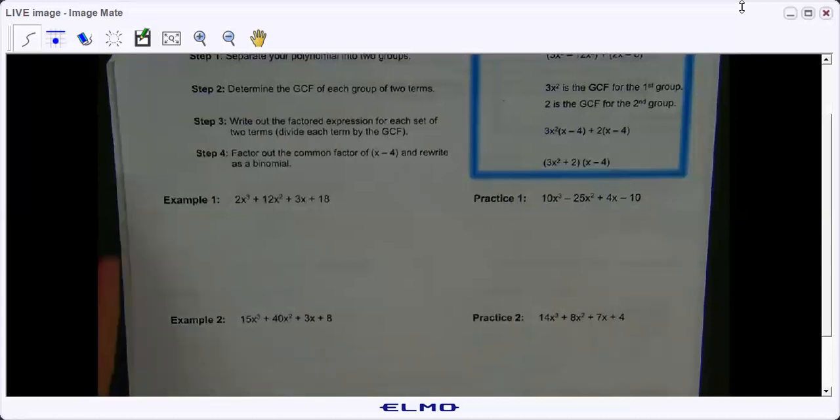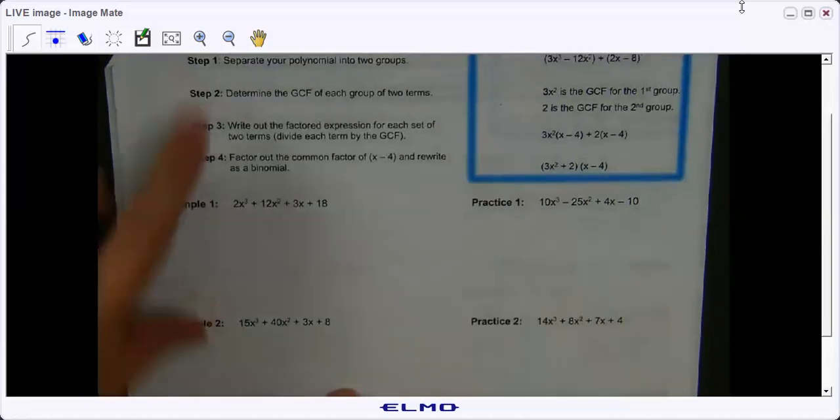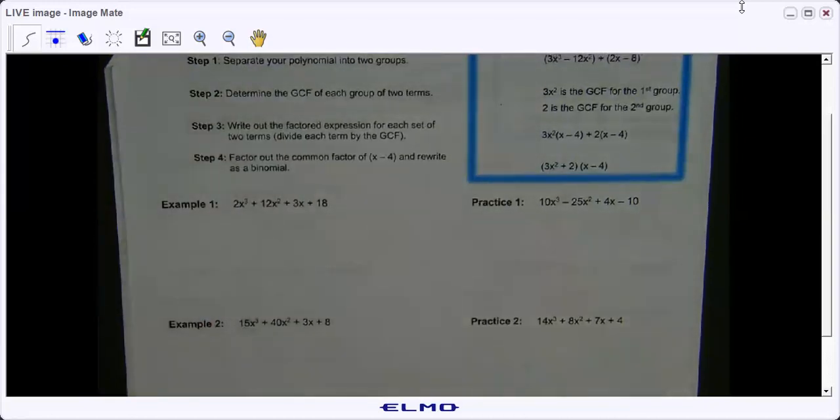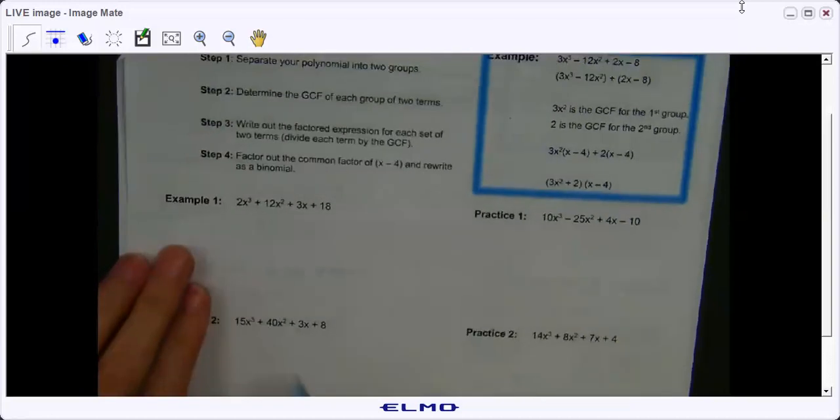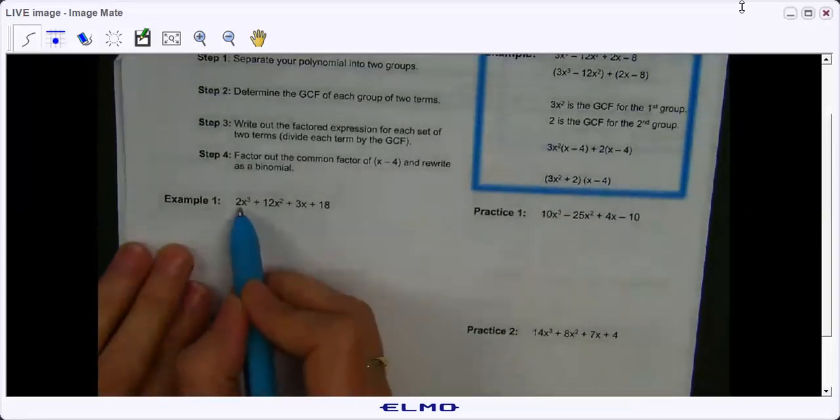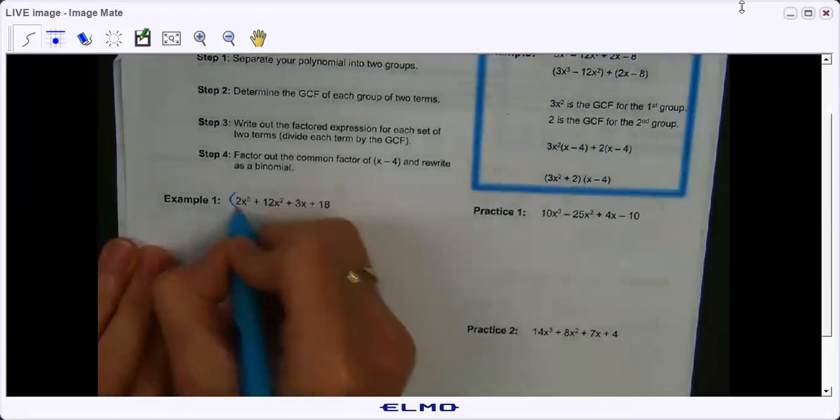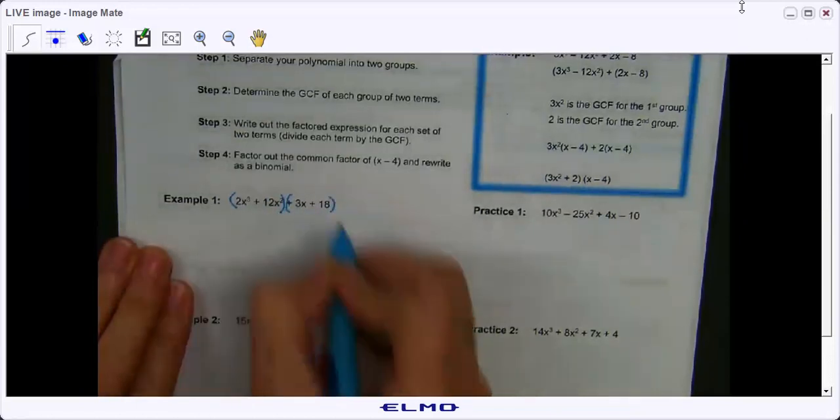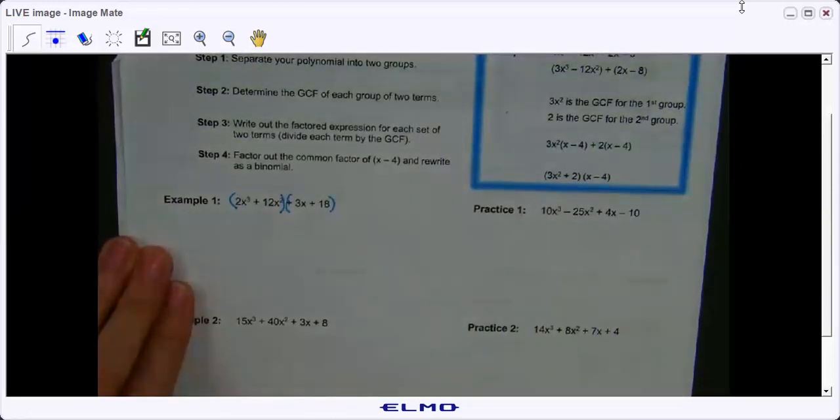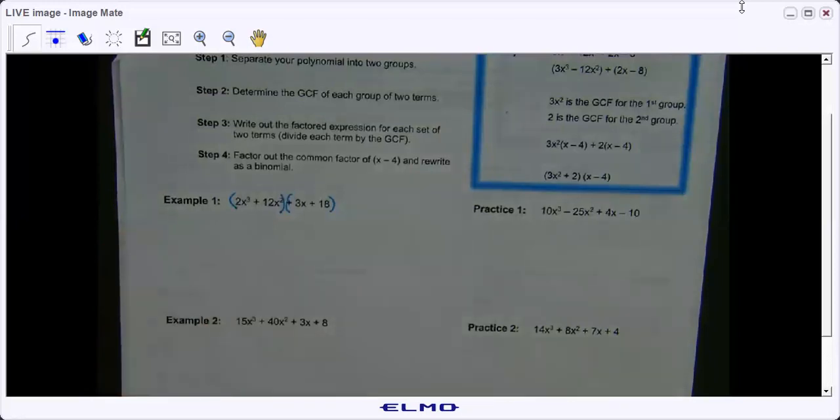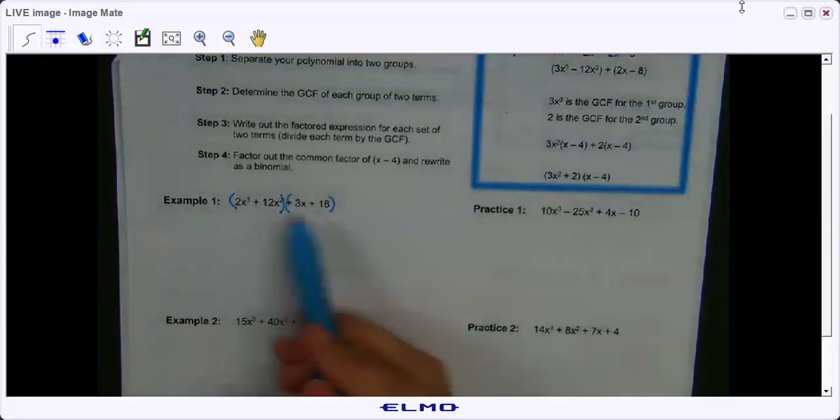Okay. So the first thing that we're going to do, step 1, is we're going to separate our polynomial into 2 groups. So I'm going to leave mine here, and I'm just going to group them like this. Okay. Some people will sometimes switch their numbers around, and that is okay. If you do that, you just have to make sure that if there is a negative in front of it, you take the negative with that number or that term. Okay. So I'm grouping my numbers.